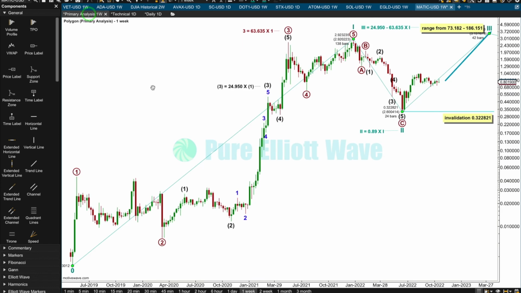Okay, that's it for my analysis for Polygon for you. Technical analysis offers some quite strong support to this Elliott wave count.